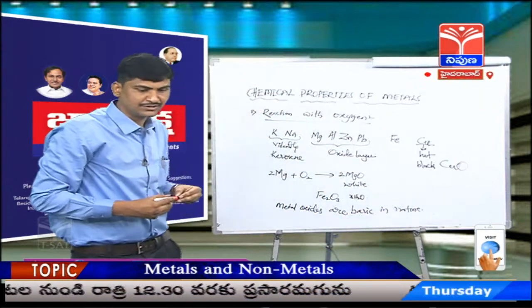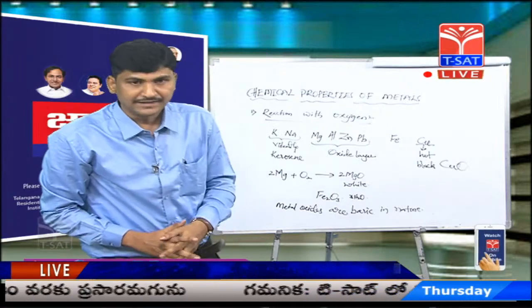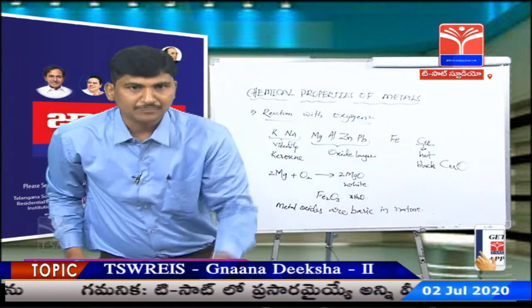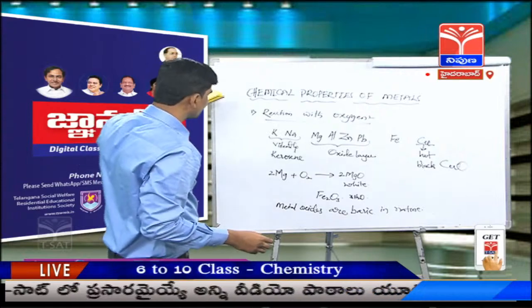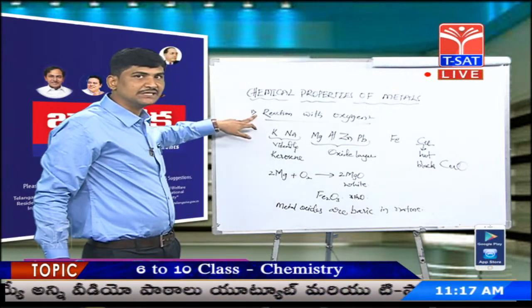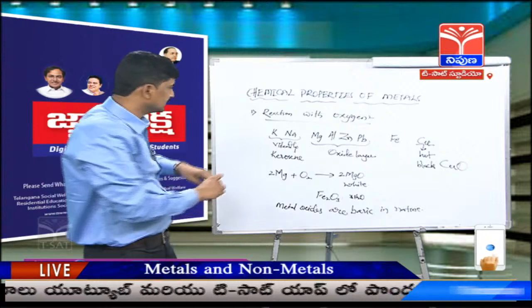Okay, children. Next, let us see another chemical property of metals. In a reaction with oxygen, metals form the respective oxide. Okay, children.